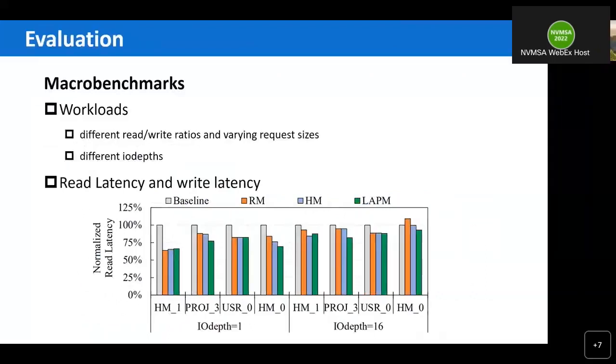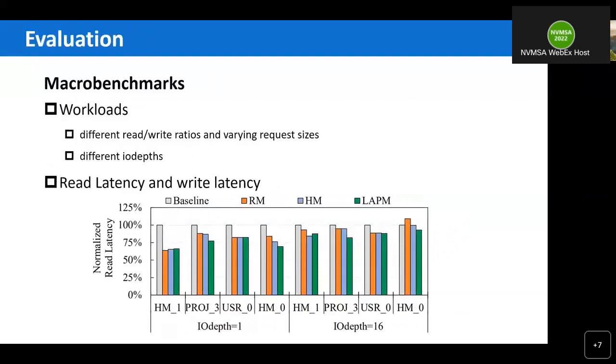Under macro benchmarks, we replay MSR traces and add different queue depths to simulate complex scenarios. At single queue depth, LAPM reduced the read latency by 22% on average. In the case of 16 queue depths, the latency reduction caused by page migration becomes flat. This is because there are too many requests issued to the device at the same time.